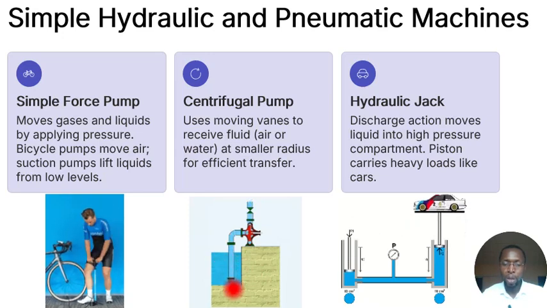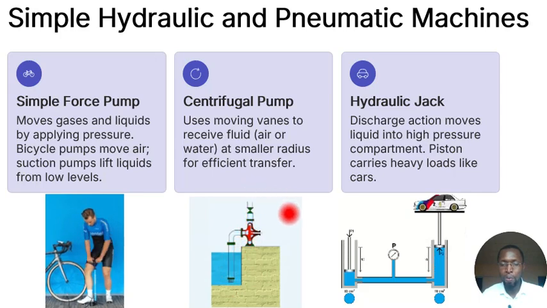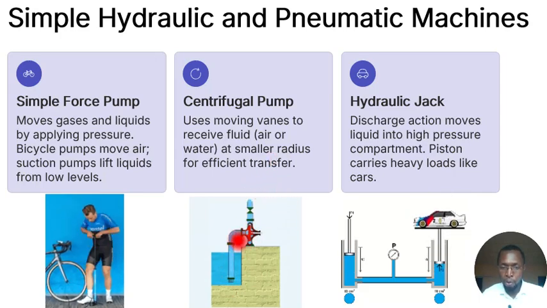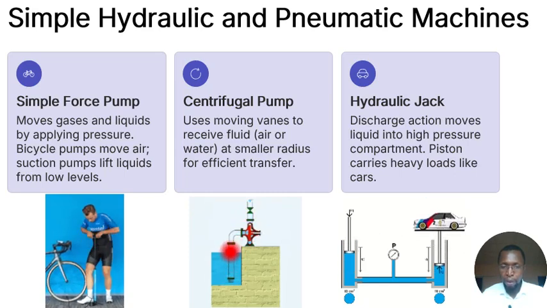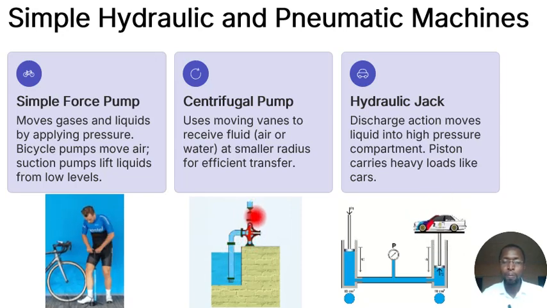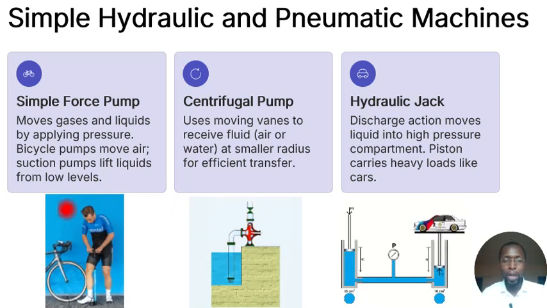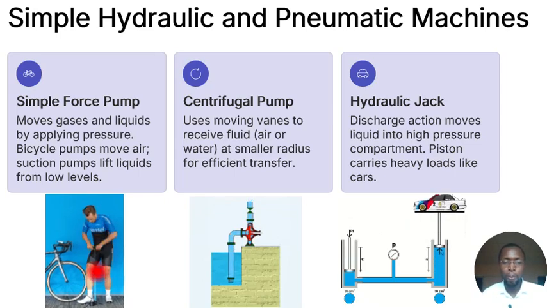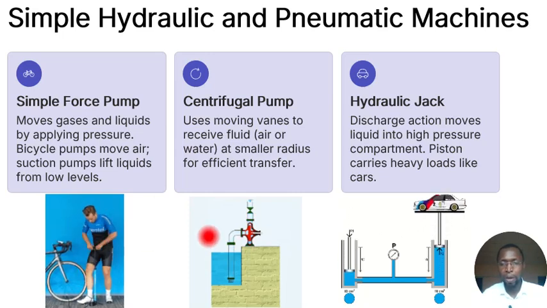So it takes the water from the well and then takes it out to wherever it needs to be taken through a smaller radius. You can see the smaller radius here. So through a smaller radius, the water is being taken and being lifted out. This is another example of a hydraulic machine because it's making use of liquid. While the bicycle pump is an example of pneumatic because it's making use of air.